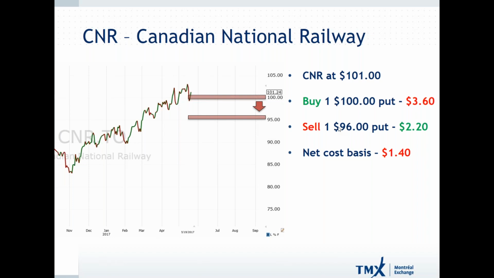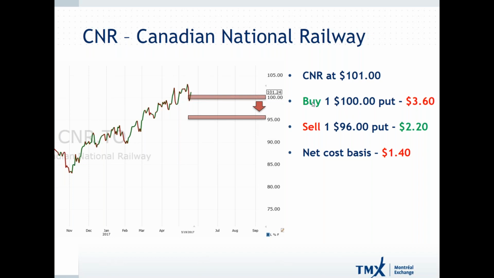We're going to turn around and go down to the 96 strike put option, and that's trading at $2.20. So we're going to buy the 100 strike put. It's going to cost us $3.60. Then we're going to turn around and sell the 96 strike put, and we're going to collect $2.20. So the net cost basis for this trade is $1.40.